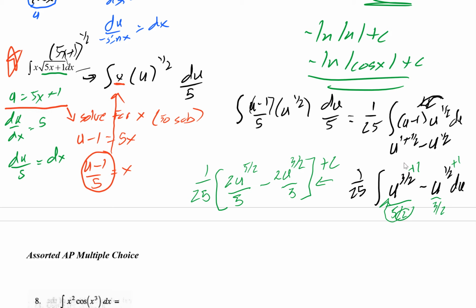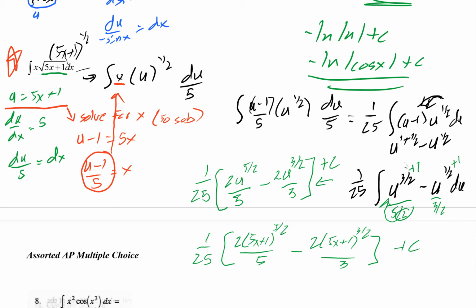The final step. So it's going to be 1/25 bracket 2(5x + 1) to the 5/2 over 5 minus 2(5x + 1) to the 3/2 over 3 plus c. Now again, you can stop there. This is a free response question. I am done. I am out. And that's how you do it.